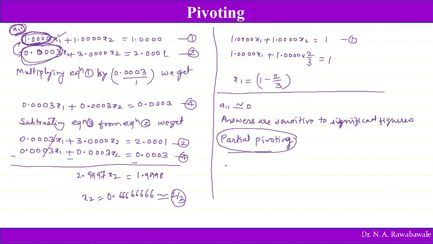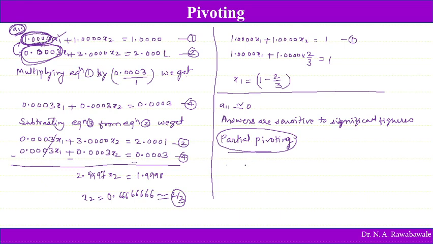So this is called pivoting. What is pivoting now? Interchanging equations in such a way that the coefficient a11 will be far away from 0, or not close to 0, so that the answers will not be sensitive to significant figures. So that is nothing but pivoting. So here we have interchanged the equations in order to have a solution which is not sensitive to significant figures.